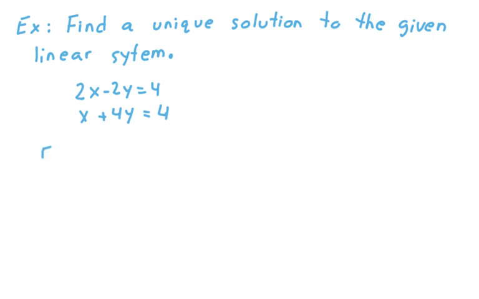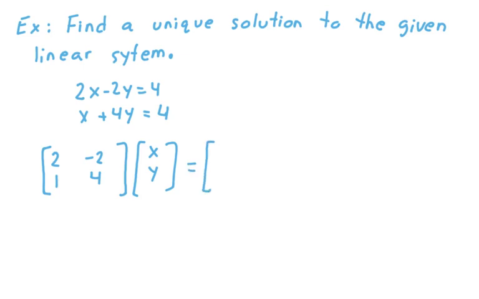Now, I'm going to take the coefficient matrix. So, in other words, I'm going to form a matrix by peeling off the coefficients of each of the variables. So, in the first row, I get 2, negative 2. In the second row, I get 1, 4. So, again, that's my coefficient matrix. I'm going to multiply by the column vector [x; y], and I'm going to set this equal to [4; 4], like so.